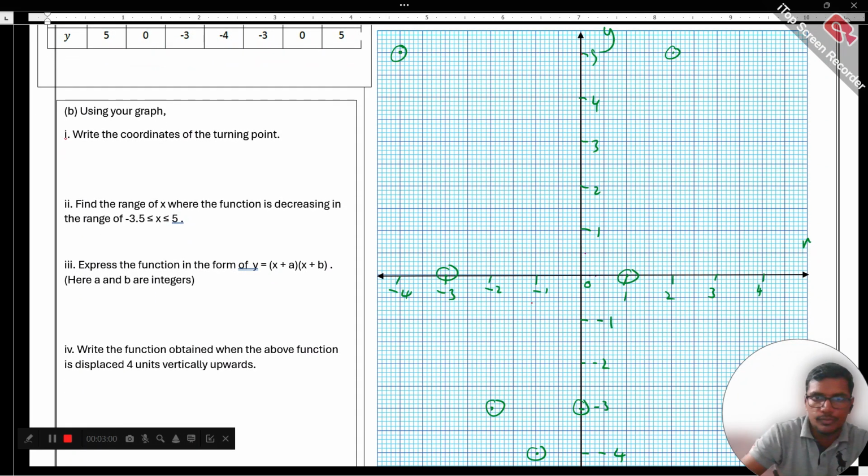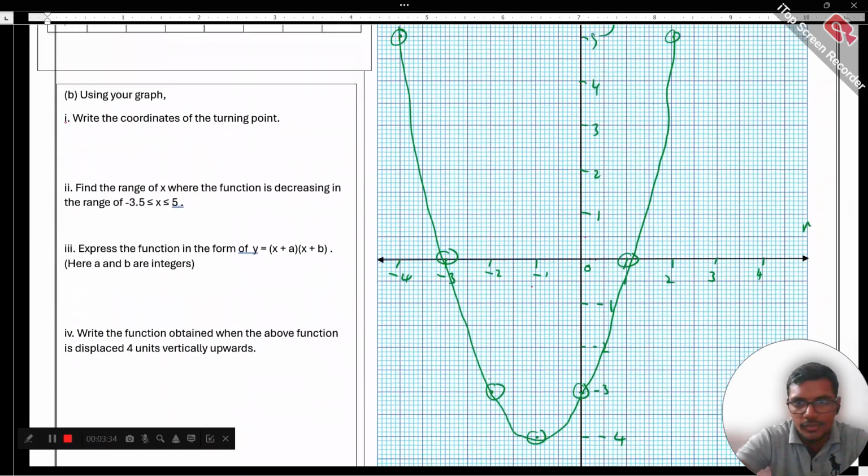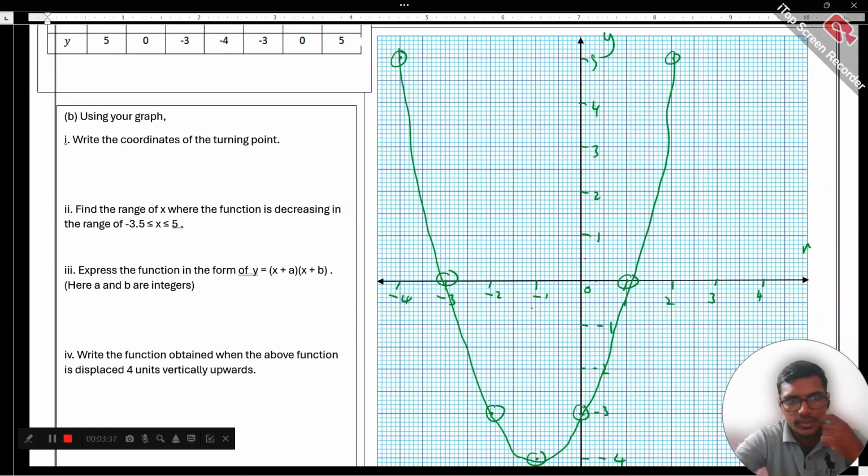So we should draw a smooth curve in the graph. It should be a smooth one. My one is not that smooth. It should be a smooth curve like this. Then once we draw the graph, we can answer the questions.